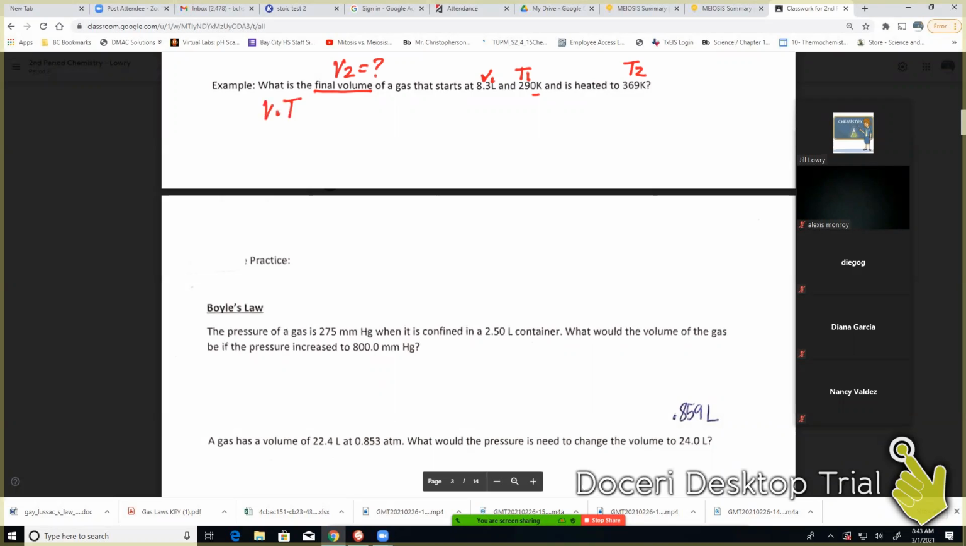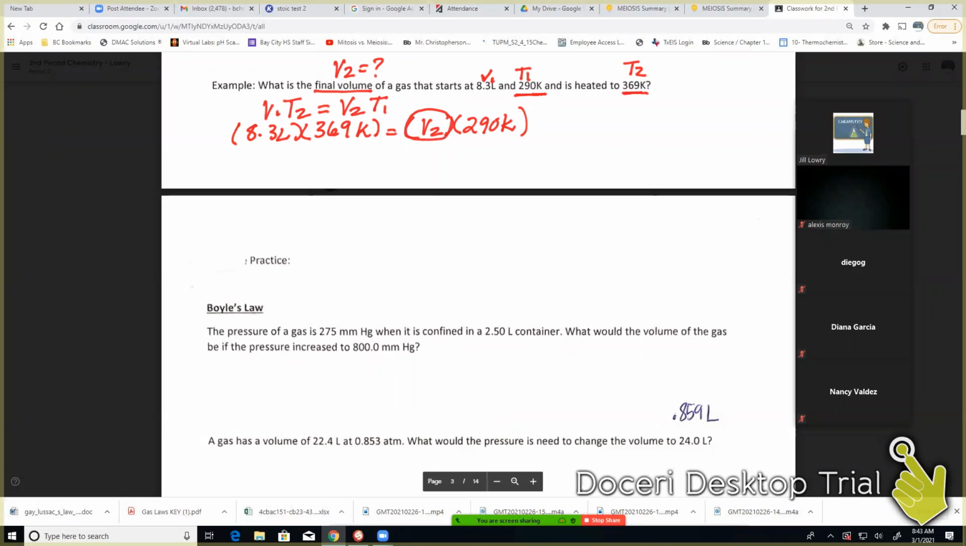So I'm just going to jot down my formula again. And now I'm just going to start putting everything in. My V1 was my 8.3 liters. My T2 was my 369 K, and it was already in Kelvin. My volume 2 is my unknown. And then I go back to my T1, which was my starting, my 290 K. All right, so that's my setup.